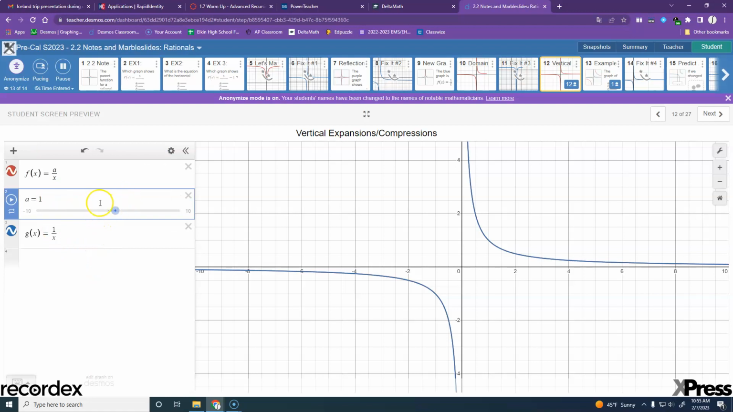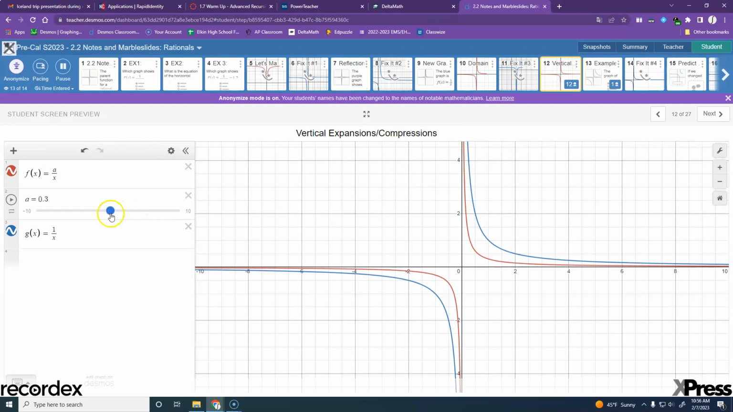If I make that top number bigger, see how I've got like 5.7 over x, that's stretching it out on the y-axis, and it's making it look less steep. If I make that number smaller, like 0.3, you can see that my red graph is now squishing it down. It makes it more steep.